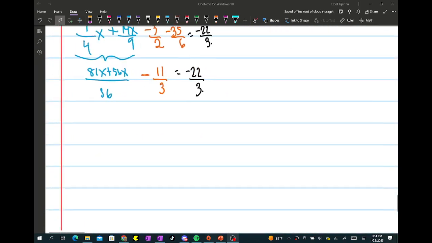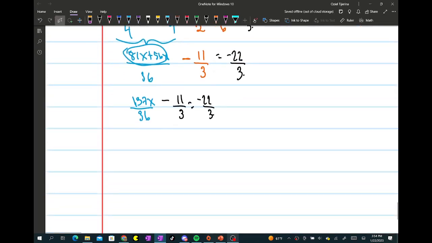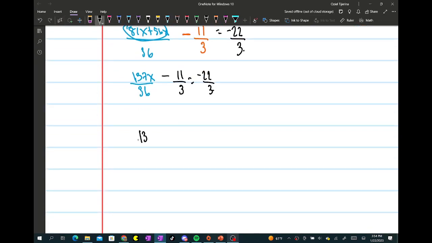Then finally, what I'm going to do is add these two up over here because they both have an x on it. So I have 137x over 36, and then again it's going to be minus 11 thirds equals negative 22 over 3. And I can take out the color coding, right? 137x over 36 minus 11 thirds equals negative 22 over 3.